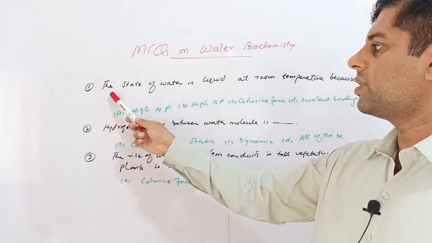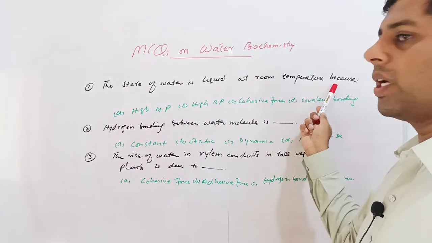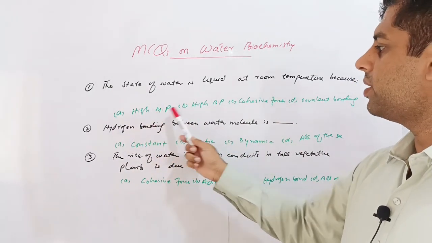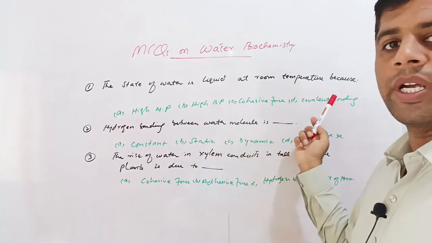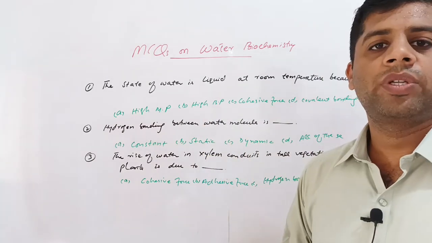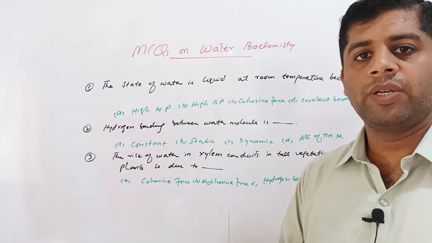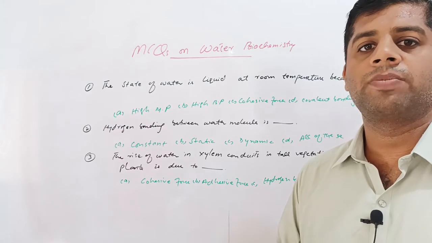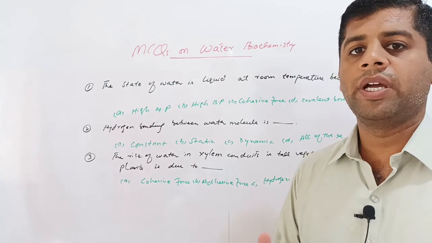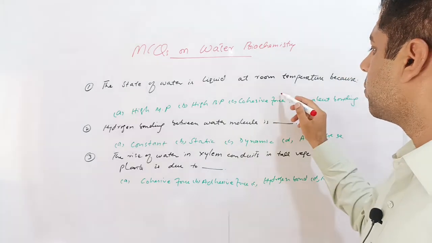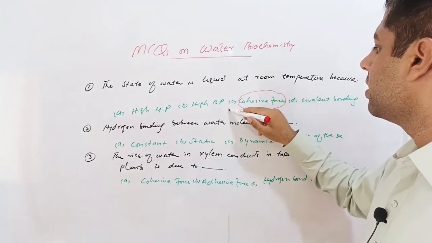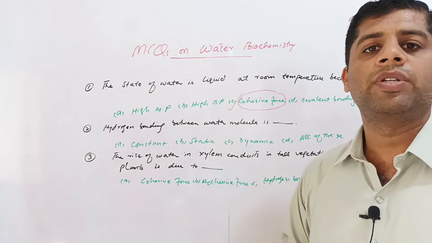So the first question is: the state of water is liquid at room temperature because of. The given options are high melting point, high boiling point, cohesive forces, and covalent bonding. As we know, water molecules remain in the liquid state because of their aggregative forces, since they are kept in aggregate form, and this is achieved due to cohesive forces. Cohesive forces are the attractive forces present between two water molecules.